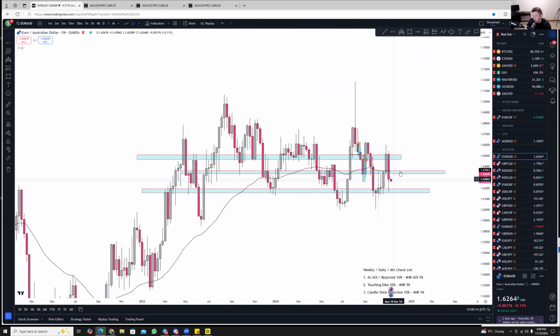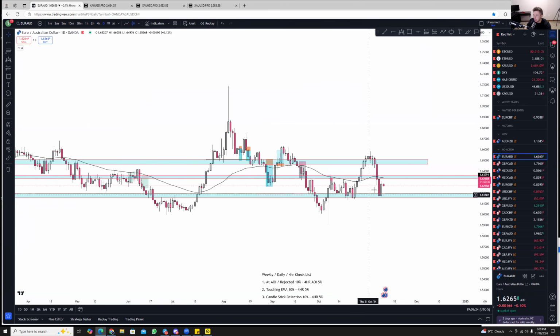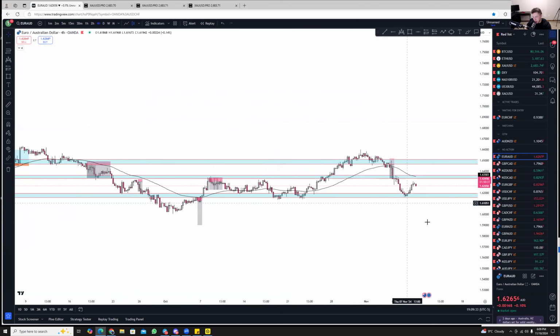So like I said, we were waiting. You can tell we're waiting for a pullback to go short, but the weekly is bullish. And then let's go to the daily. Daily is bullish as well, just barely. 4 hour is bearish.